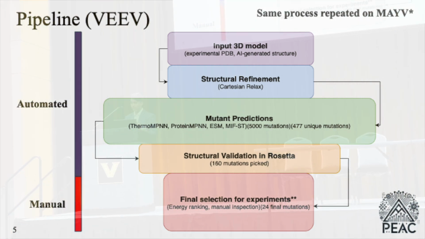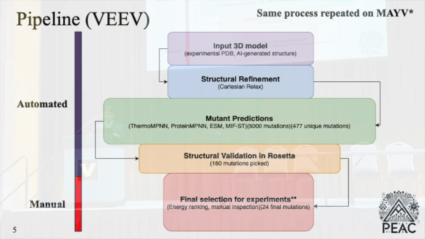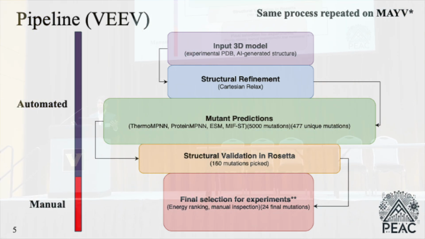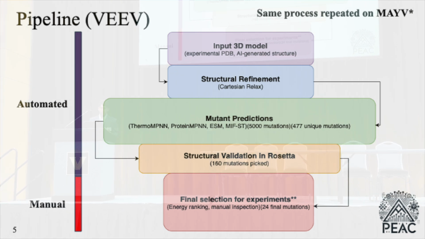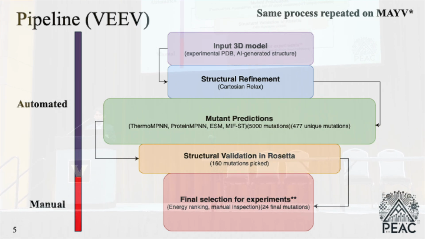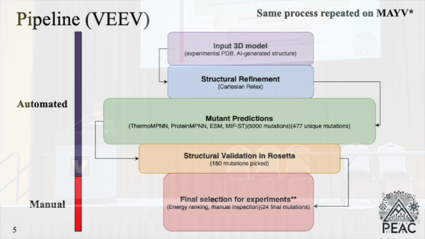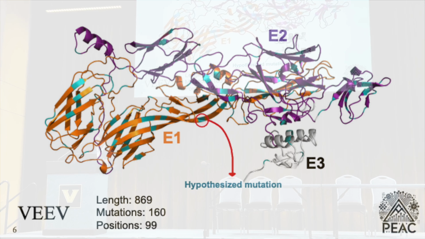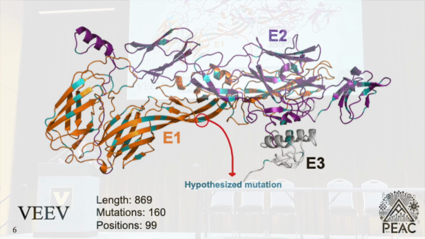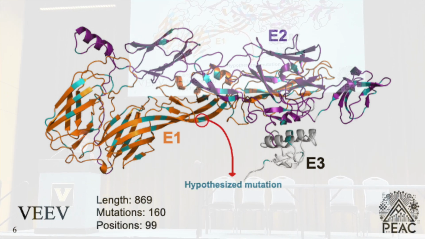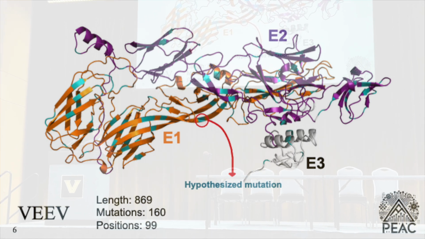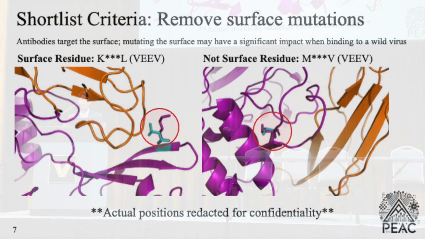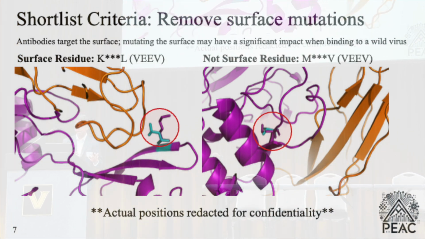We structurally validated to check if the mutations actually made sense, and we had about 160. From there were the manual steps, which is what I'm going to explain in the rest of this presentation, where we essentially go from 160 down to 24. So this is just a basic idea of the 160 mutations. VIV has a length of 869 residues, and there are 99 positions highlighted in cyan here, and these cyan are the hypothesized mutations. We have this first shortlist criterion where we remove these surface mutations.